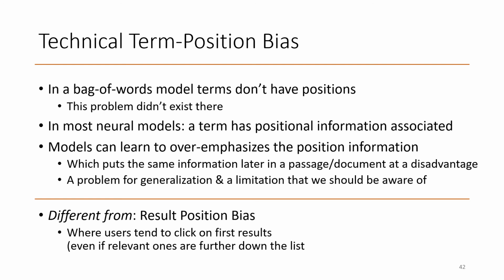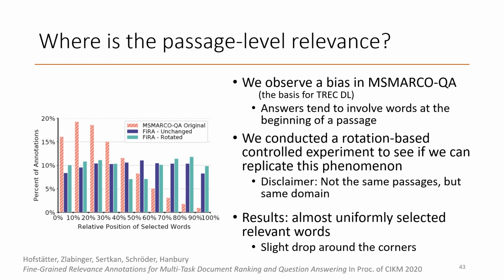This is different from the result position bias that is most often associated with the term position bias, where users tend to click on first results in a list of web search results, even if relevant ones are further down the list. Our group tried to find the answer for where is the passage level relevance, and we started off by observing a bias in the MS MARCO QA data, where answers tend to involve words at the beginning of a passage. And remember, the MS MARCO passage collection only contains one relevant judgment per query. So this bias directly follows the retrieval labels as well.